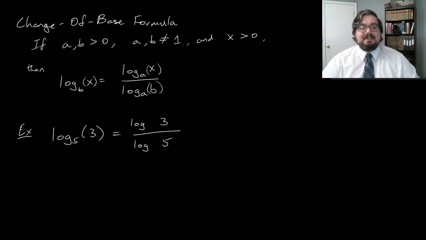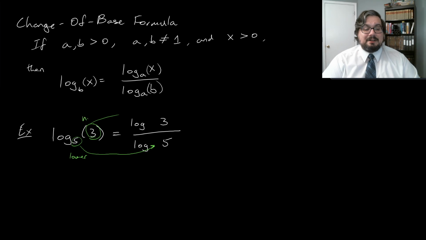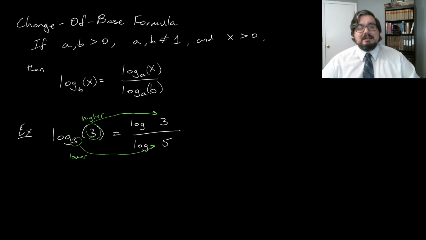The easiest way that I have seen to do this is just to note that when we write down the expression log base 5 of 3, the 3 literally sits higher on the page than the 5 does. And so the 5 sits lower on the page, and so it goes into the denominator of the new expression. The 3 sits higher on the page, and so it goes into the numerator of the new expression. And that's pretty much it. That's the best mnemonic I'm aware of for remembering this.